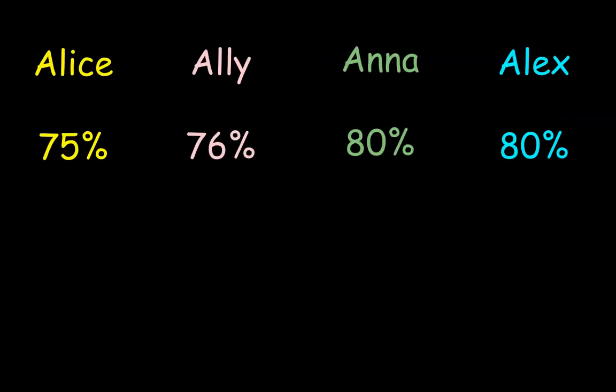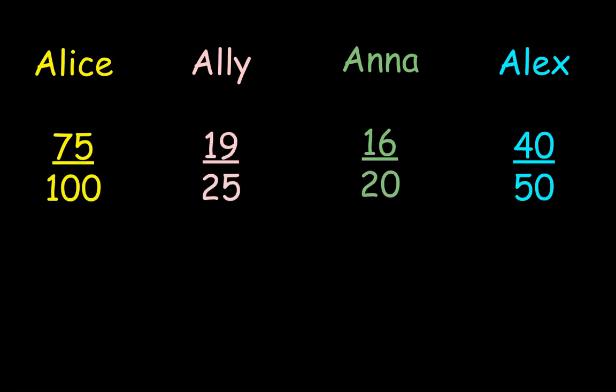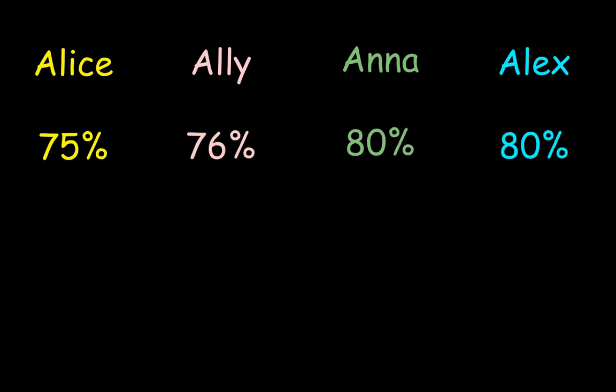Okay, so we've got Alice 75%, Ali 76%, Anna and Alex both at 80%. Remember, let's look at what they got in their tests. 75 out of 100, 19 out of 25, 16 out of 20, 40 out of 50. So Anna getting 16 questions out of 20 is a better performance than getting 75 out of 100. And it's also better than getting 19 out of 25. So, simple example there, just trying to explain to you how we use percentages.